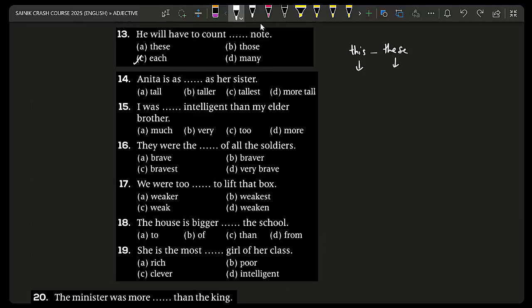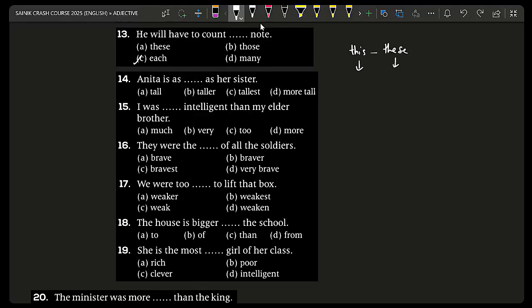Tall, taller, tallest, more taller, more tall. Which option is correct? Anita is tall as her sister. No, actually, when you are comparing between two things, you should use taller only. That is how we use it: Anita is taller than her sister.